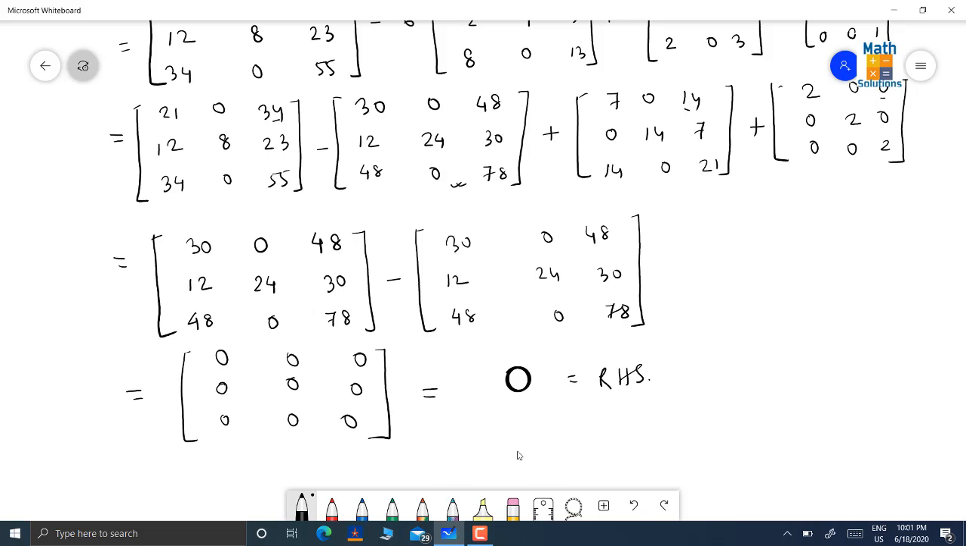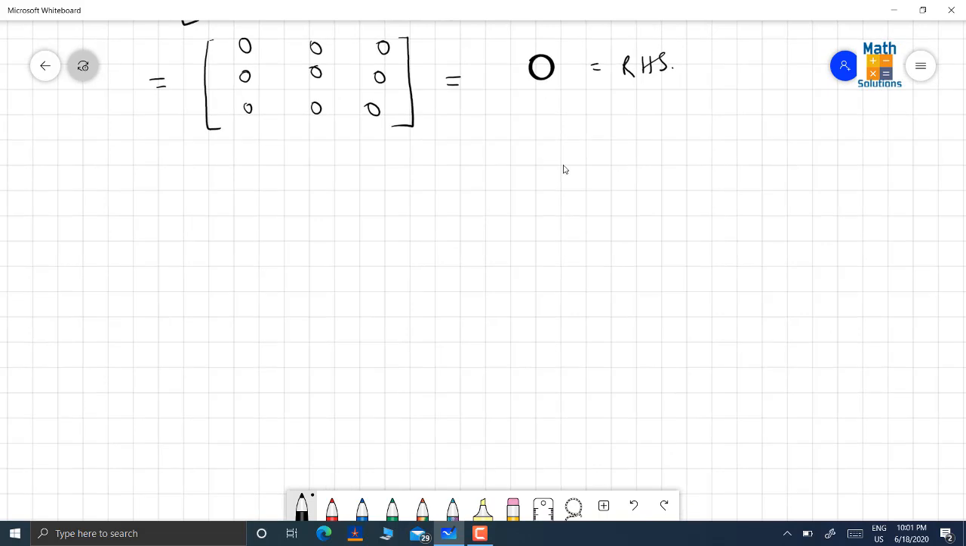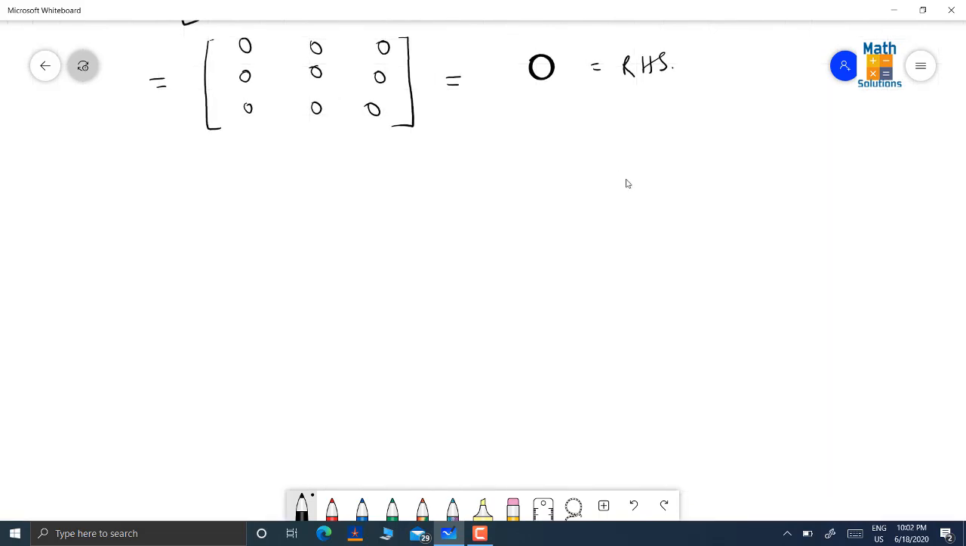So ultimately we got the result to be LHS equals RHS, hence proved. So this is the solution. So in my next video I'm going to solve the remaining questions of this exercise. Thank you.